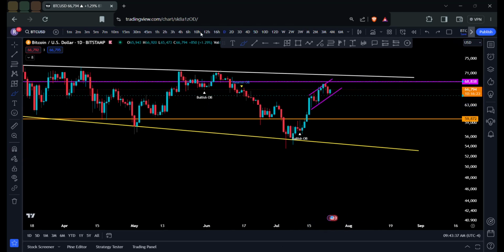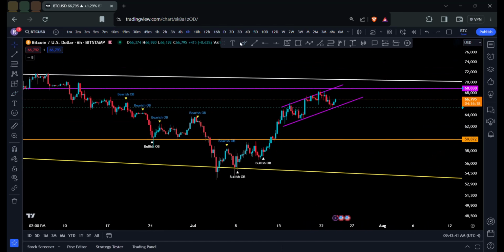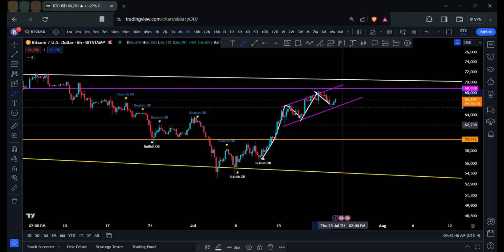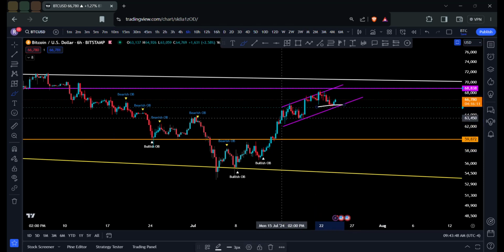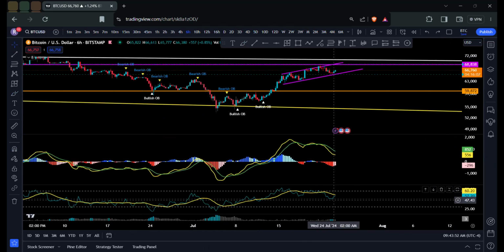We have room to grow, because once again, if you go to the 6 hour, you can see here's the trend, right? We went from here to here, from here to here, from here to here. We bounced off support, formed a higher low. Let's look at the indicators. They look good. We went down to the 50. We are in section A.